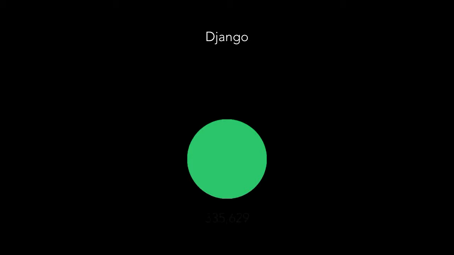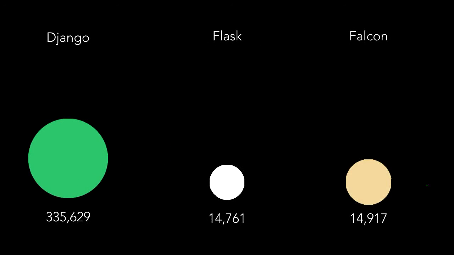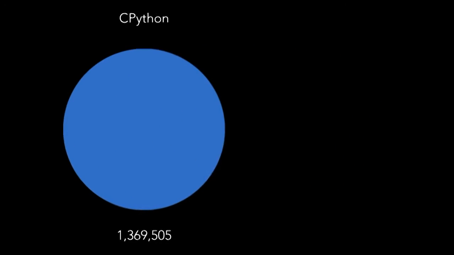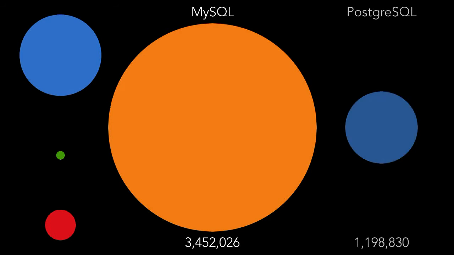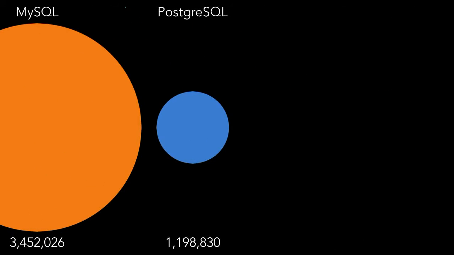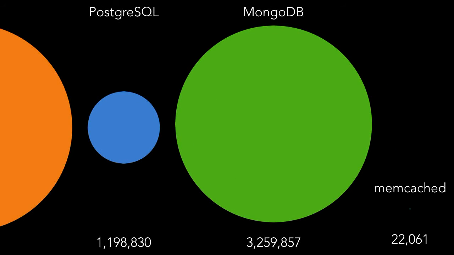Who knows how many lines of code there are in Django? 300-something thousand. Flask has 14,500. Falcon, about the same, actually. CPython has 1.3 million. Amusingly, PHP is about 1.5 million. They're very close. Nginx and Apache, 150 million and 300,000. Using a database, MySQL, 3.5 million. Postgres, 1.2 million. If you're web scale, Mongo, 3.2 million. Memcache, for scale.